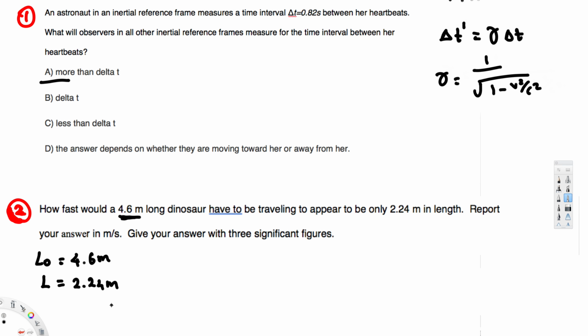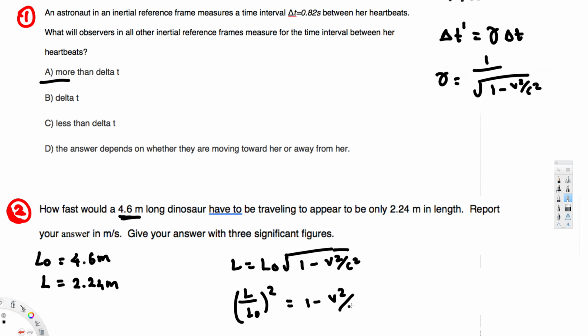Now here, in order to calculate the velocity to make this one look like this long, we have to use the Lorentz contraction equation, the length contraction equation. That's going to be L is equal to L naught square root of 1 minus v square over c square. Since we are trying to find v, we have to rearrange this equation. So this is going to be L over L naught, and if we square this one, we can get rid of the square root. So we are going to have 1 minus v square over c square.